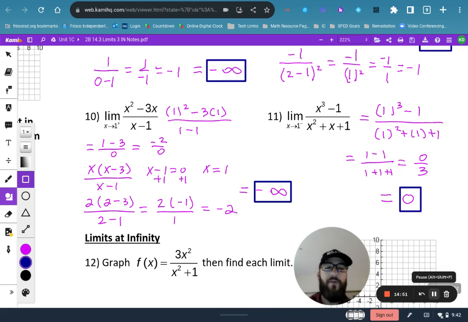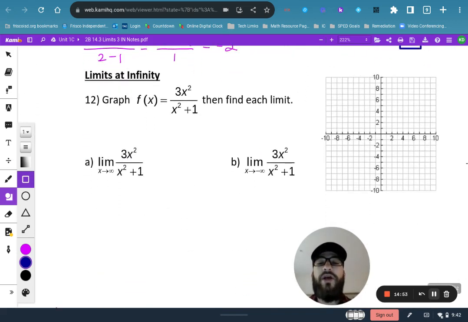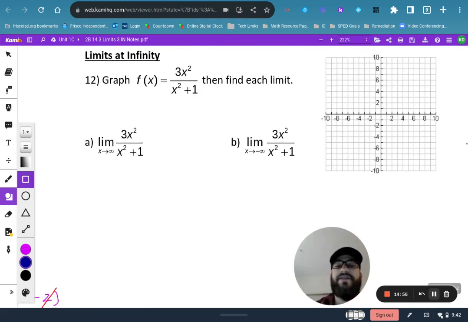Okay, we're going to pivot just a little bit, y'all, and we're going to look at limits at infinity. So the difference here, the other ones are limits equal to infinity. These ones are our limits as they go towards infinity. So we're going to graph our function 3x squared over x squared plus 1. And then we're going to find our two limits, the limit as we go towards positive infinity and the limit as we go towards negative infinity.